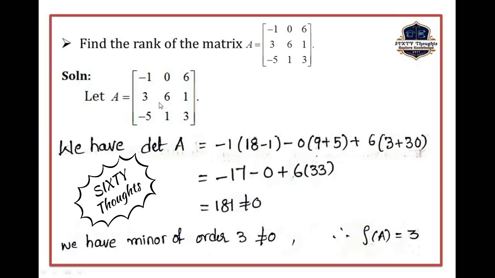So coming to our problem, once we find the determinant of this matrix, directly we get it is not equal to 0. Therefore rank of A equal to 3. Okay, and it is denoted by rho of A.